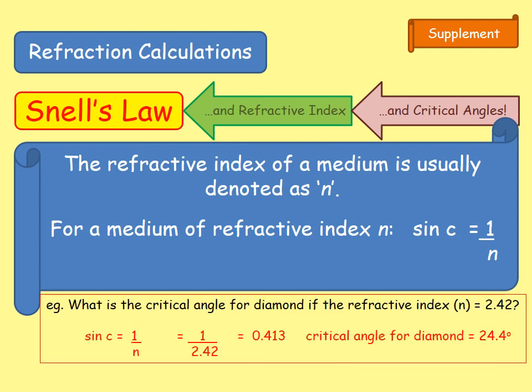For example, what is the critical angle for diamond if the refractive index is 2.42? Well, the sine of the critical angle is going to be 1 over the refractive index of the medium, 1 divided by 2.42, which is 0.413. That's the sine of it. So take the anti-sine, and the critical angle of diamond will be 24.4 degrees.